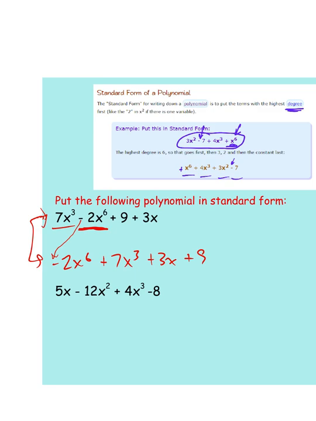So another one here, just as an example, you can see positive 4x to the 3rd is the biggest degree, minus 12x squared still is the next biggest, a positive 5x, that's plus 5x, and then minus 8 as we rewrite that in standard form.